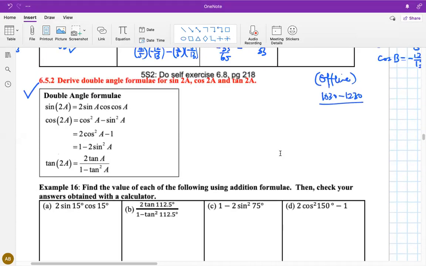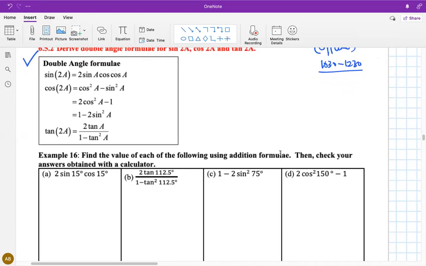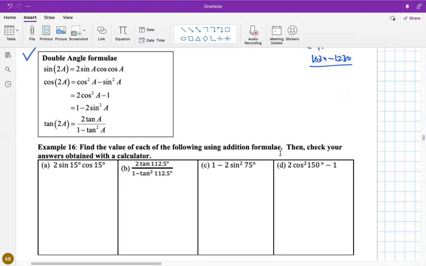Okay, so today you're going to learn about the double angle formula. Let's prove how to get a double angle formula.